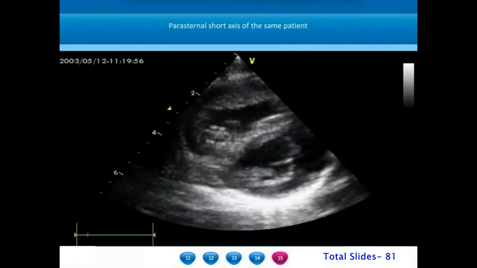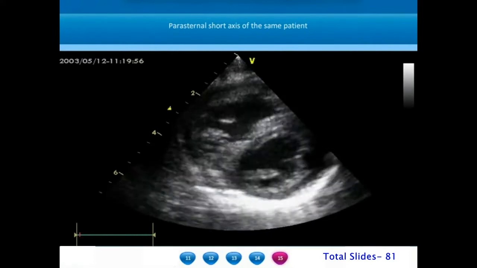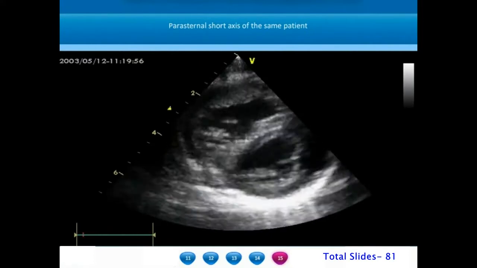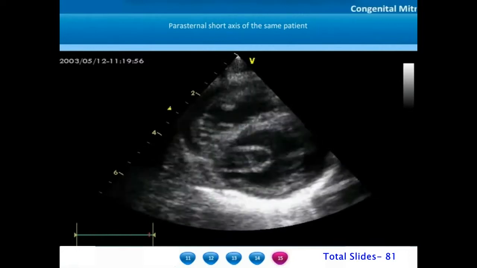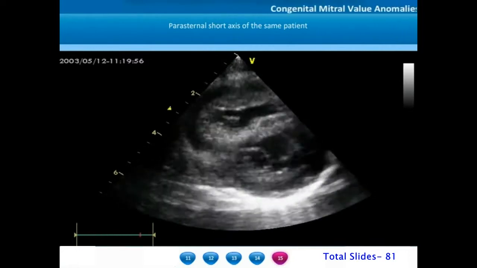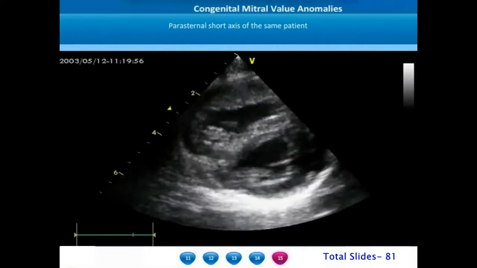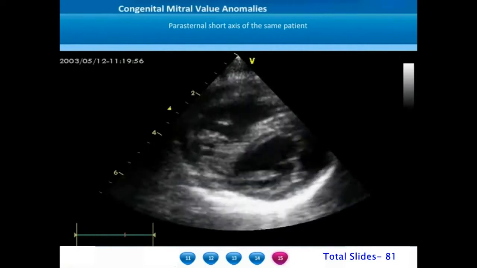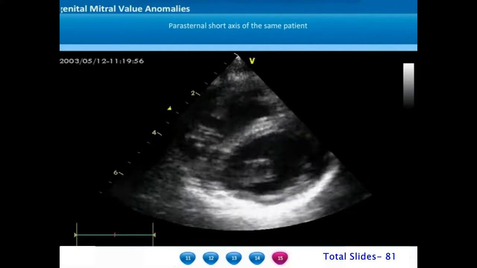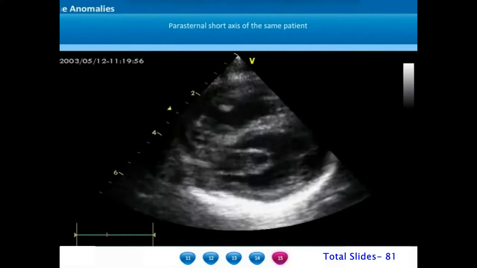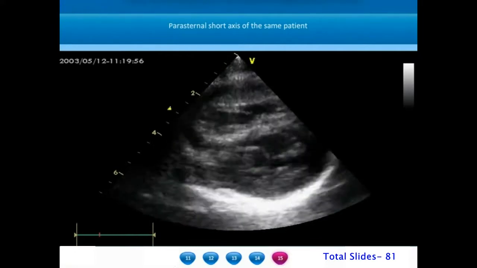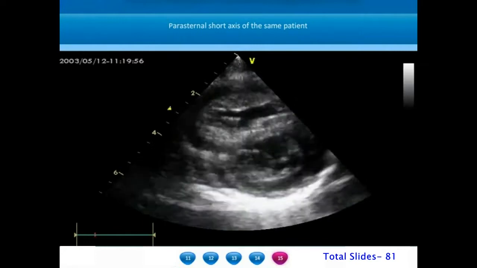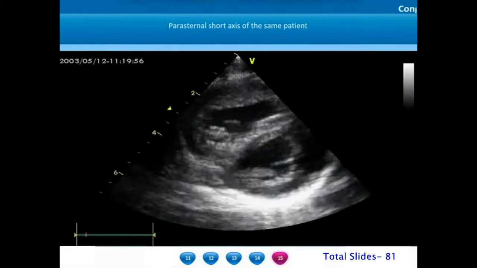On the same patient, in the parasternal short axis view, we can appreciate again the eccentric opening of the mitral valve apparatus converging on to the papillary muscle, which is located at around 8 o'clock position. The previous view that was shown in the previous slide was a subxiphoid short axis view of the left ventricle, whereas this is a parasternal short axis view of the same left ventricle.